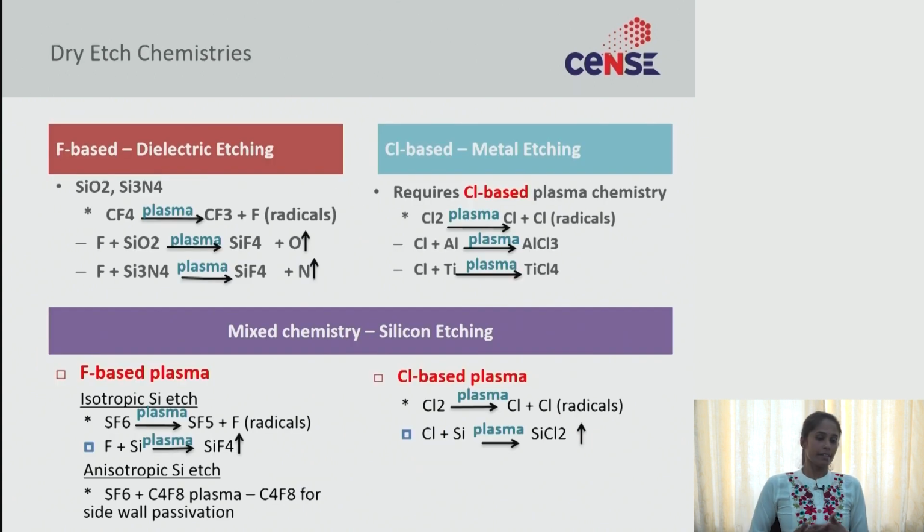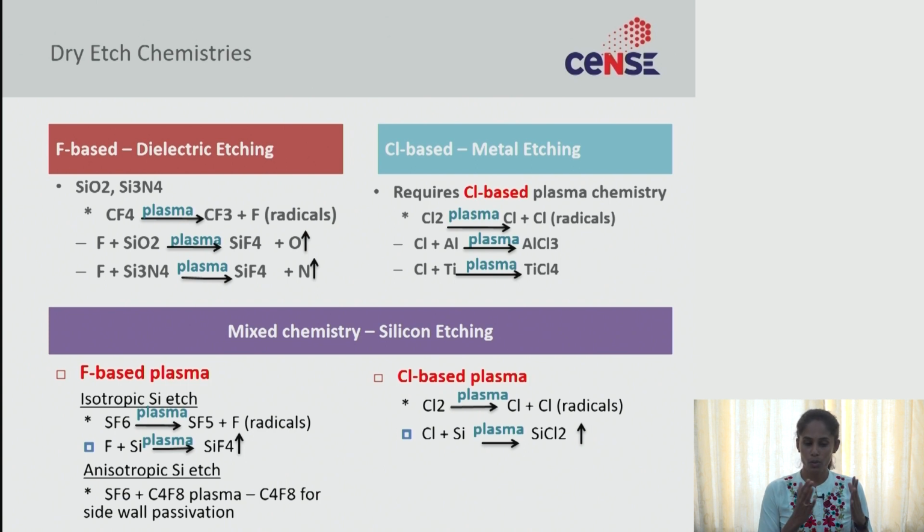Then dry etching chemistries. We have a fluorine based chemistry and a chlorine based chemistry. Mainly fluorine based chemistries are used to etch dielectric materials, and chlorine based chemistries are used to etch metals. We also have some mixed chemistry to etch silicon, which can be used to get highly directional anisotropic profiles. When it comes to chemistry in dry etching, the important thing is that you are getting a volatile byproduct.